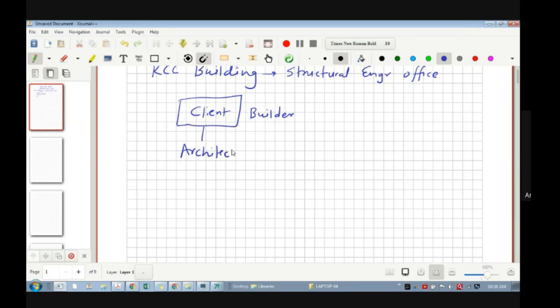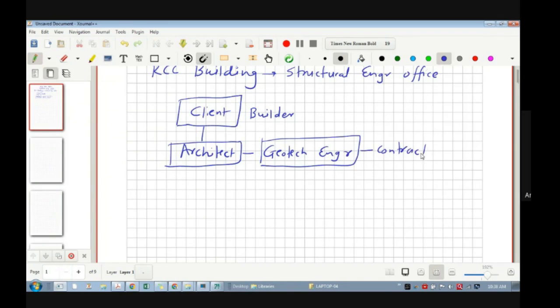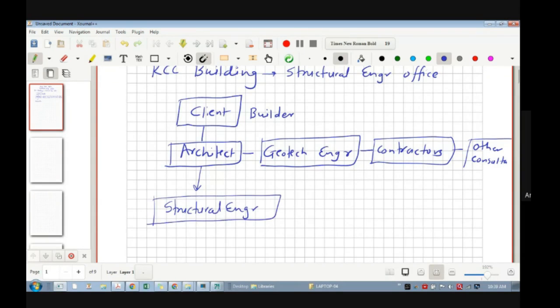Then there will be geotechnical engineers appointed in the project, geotech engineers, right? And there will be contractors, and many other consultants also. And then he will also appoint a structural consultant or structural engineer. So these are the people who are working on the project. Now we are discussing structural engineering, and the design basis report is also regarding that topic.